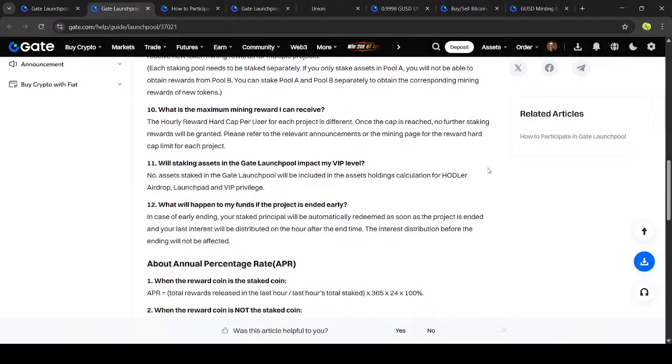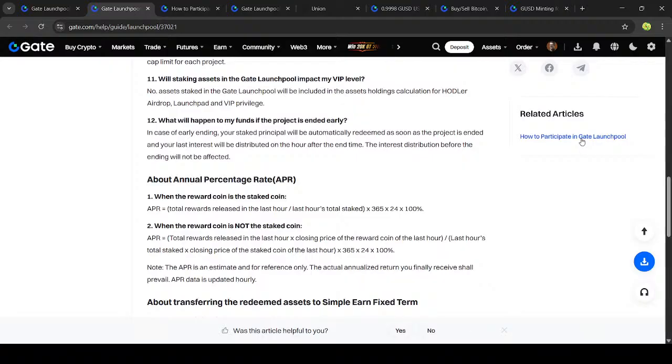So what is the maximum mining reward I can receive, guys? The hourly reward hard cap for each user is different for each project. Once the cap is reached, on future staking no reward will be granted. Please refer to the relevant announcement of the mining phase and the reward hard cap limit for each project, guys.